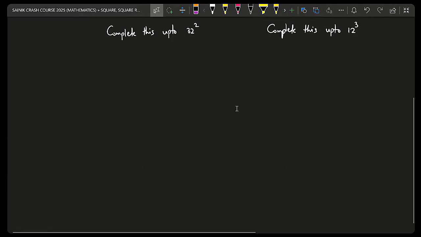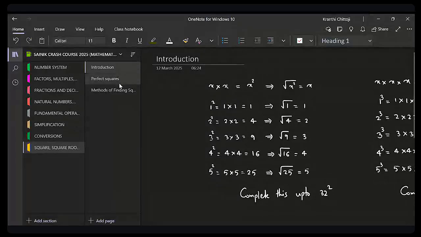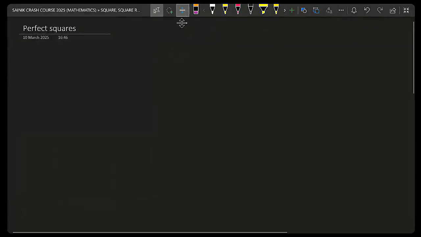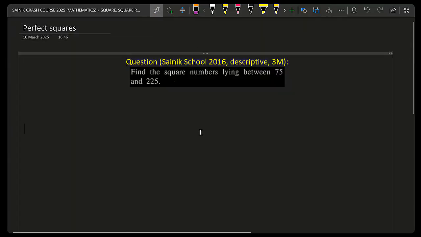So first I'm going to discuss methods of finding square roots. Before that, perfect square, we got a question here. All of you try this question. This question came in 2016 descriptive exam for 3 marks. Find the square numbers lying between 75 and 225. Who will give the answer?